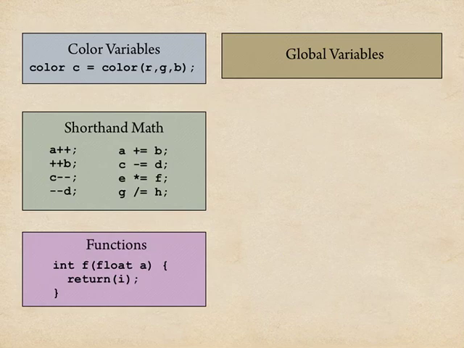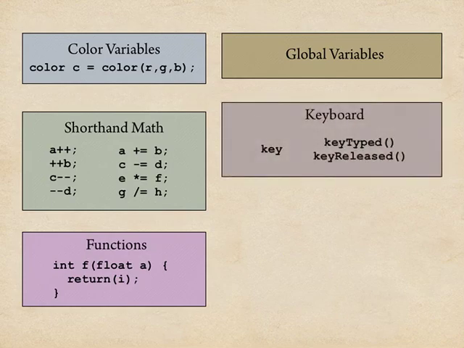Interaction with the keyboard uses the global variable key, which holds the character that was just pressed or released, and once that event happens, Processing calls keyTyped or keyReleased. And then you use the global variable key to respond to that event.